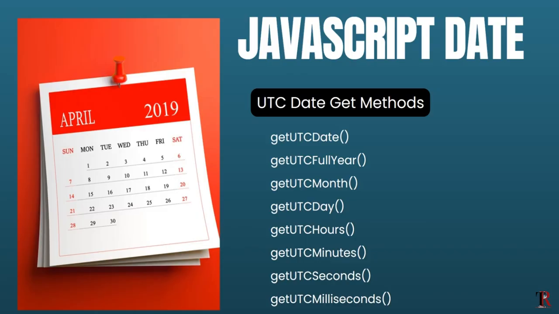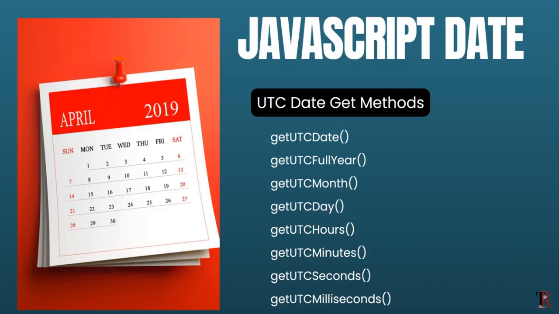Now, when you come across something like this, do not fret. It is the same as having each of these methods written out without the UTC. So getUTCDate is the same as getDate. getUTCFullYear is the same as getFullYear. getUTCMonth is the same as getMonth. getUTCDay is the same as getDay. getUTCHours is the same as getHours. getUTCMinutes is the same as getMinutes. getUTCSeconds is the same as getSeconds. getUTCMilliseconds is the same as getMilliseconds that we have talked about earlier.